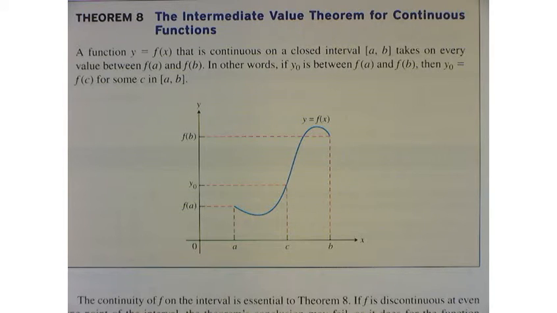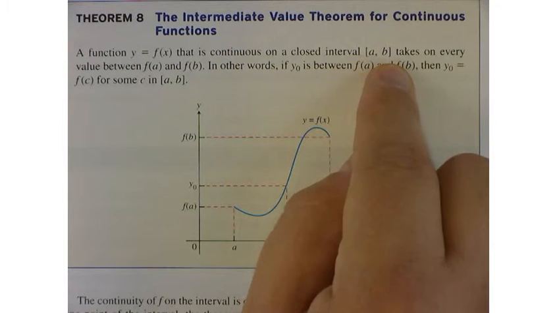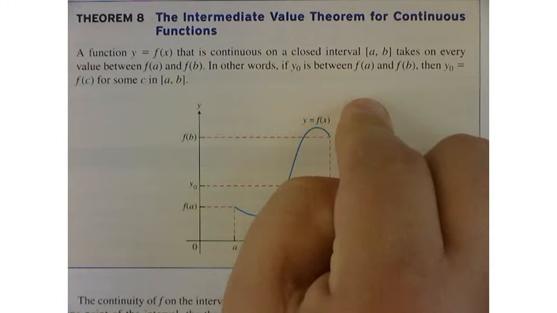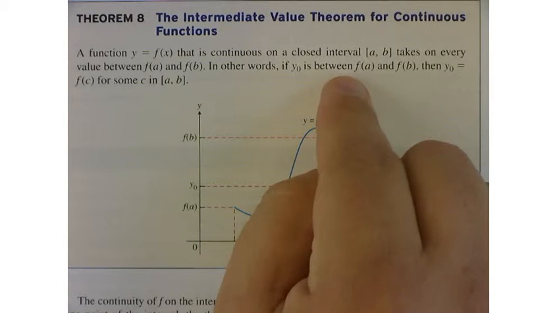A function y equals f of x that is continuous on a closed interval from a to b. Okay? And it takes on every value between f of a and f of b. In other words, if y naught is between f of a and f of b, then y naught equals f of c for some c in a and b. Now, that's the formal language. On the test, it will be written formally. Right now, it's probably very confusing to you guys because you're not used to a lot of formal language.